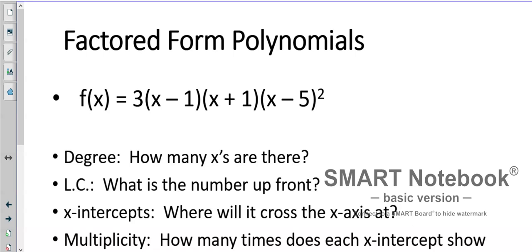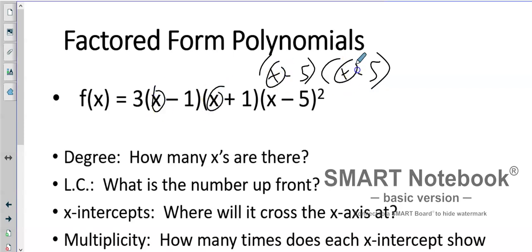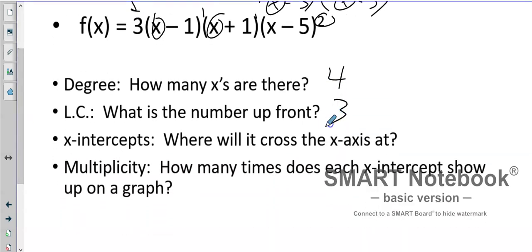All right, factored form polynomials. So we have this right here. 3 times x minus 1 times x plus 5 times x minus 5 squared. Remember, this is really x minus 5, x minus 5. So how many x's are there? That's why I've reminded you of that. There's 1, 2, 3, 4. The lead coefficient is this number up front. What is it? It's 3.